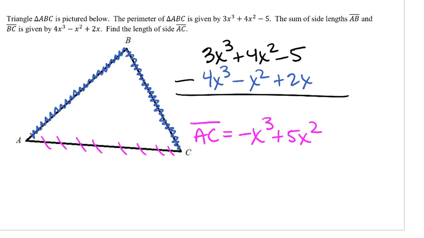Here's where it's a little more subtle. I have no x's on top, and then I'm subtracting 2x, so I'll have negative 2x. And then negative 5, well, there's no constant term, so it's kind of like plus a 0. And negative 5 minus 0 is going to be negative 5. And that's how we would find the third length of a triangle if we were given the perimeter and the sum of the two other sides.